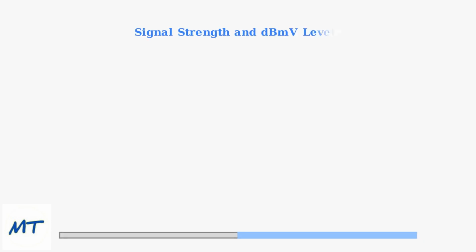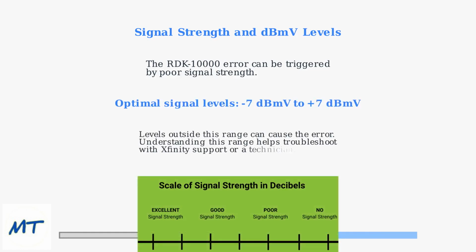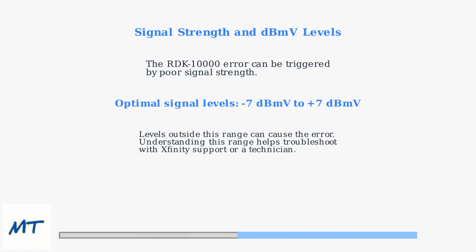Poor signal strength can trigger the RDK-1000 error. Cable TV systems measure signal power in decibel millivolts, or dBmV. The optimal range for reliable operation is between 97 dBmV and +7 dBmV. Signals outside this range may lead to connectivity issues and error codes. While you can't directly adjust the signal strength, knowing this range helps when explaining problems to Xfinity support or technicians.